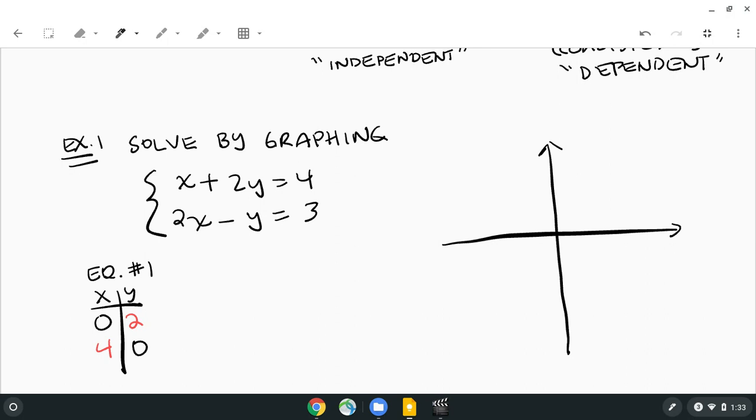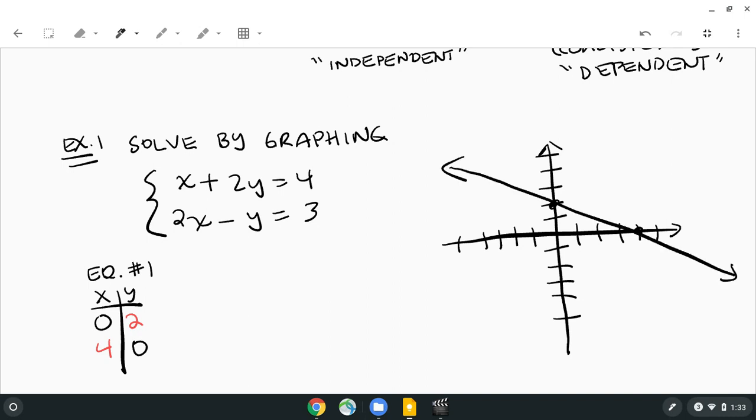So 0, 2, 1, 2. Okay, so 0, 2, right over here. And 4, 0, 1, 2, 3, 4, 0, right over here. So I have this line. Okay, equation 2, I will do it the same way.